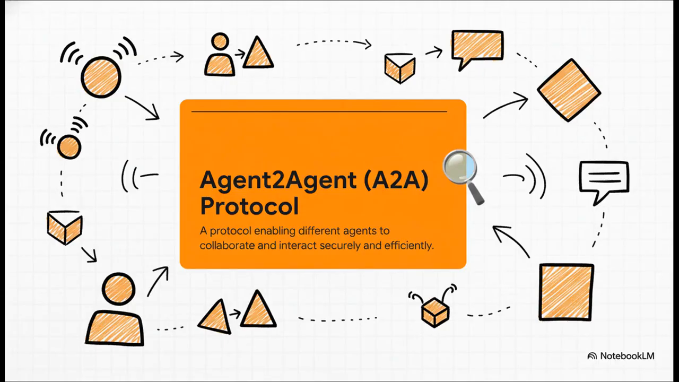So a good question is, how do all these team members talk to each other, especially if they're not even running in the same place? Well, that's what the agent-to-agent protocol, or A2A, is for. It's basically a common language that lets agents collaborate, pass tasks back and forth, and work together like a well-oiled machine, no matter where they're located.